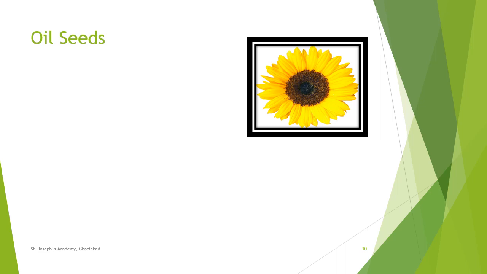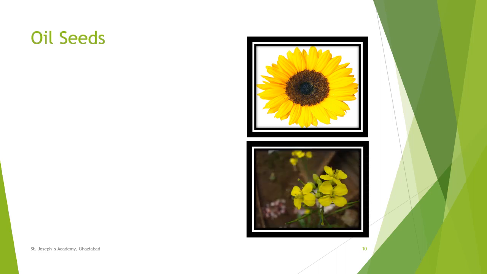Now we come to the oil seeds. You can identify the picture of the flowers on the screen. First picture is of the sunflower, second picture is of the mustard. The seeds of the flowers like sunflower and mustard are used to extract oil, and that oil is used by us as the edible oil.